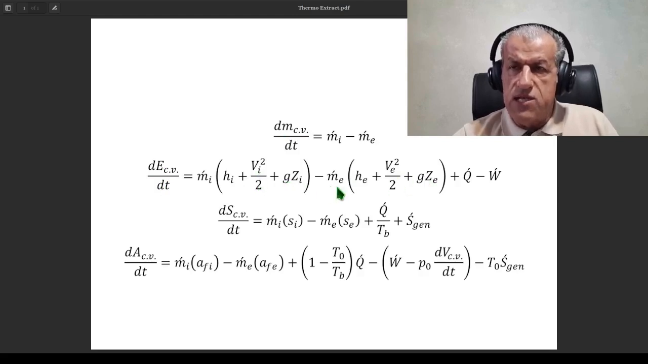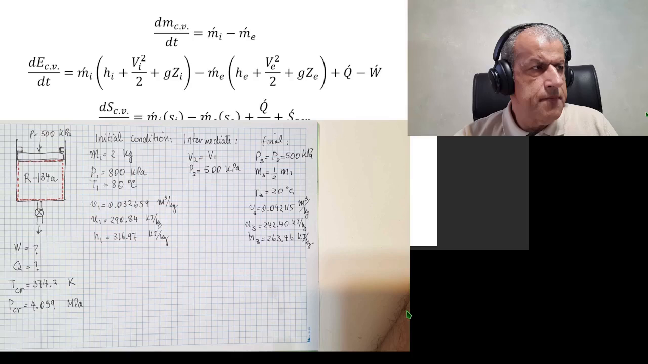So velocity change and elevation change would vanish from the equations. There is no mass going into our cylinder piston device, so the term m dot i and the energy of the incoming mass would vanish, but this term is there. And these two terms are also present.